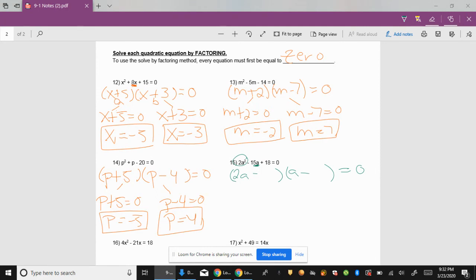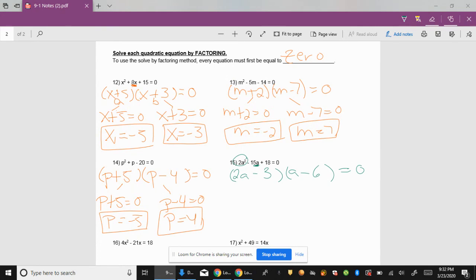So if I did 3 and 6, and let's see, I can put 3 here and the 6 here. Let's check it. If I multiply it out, 2a squared minus 12a minus 3a plus 18. Double check these middle ones. Negative 12 minus 3 is negative 15. So I do have the correct factored form.